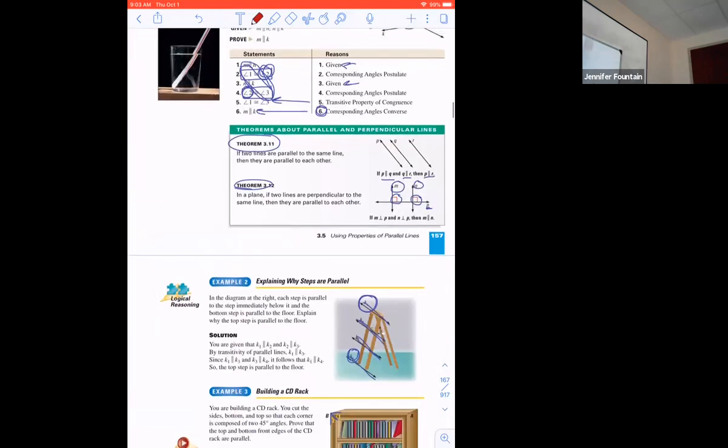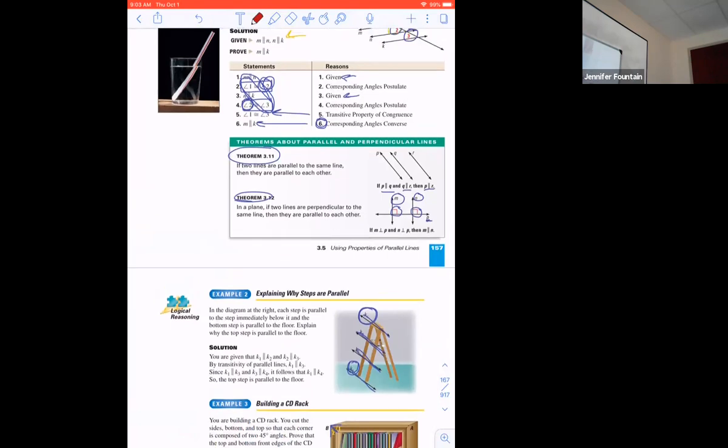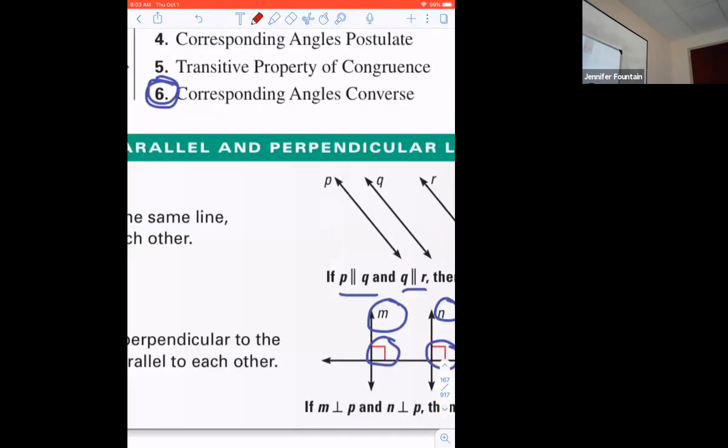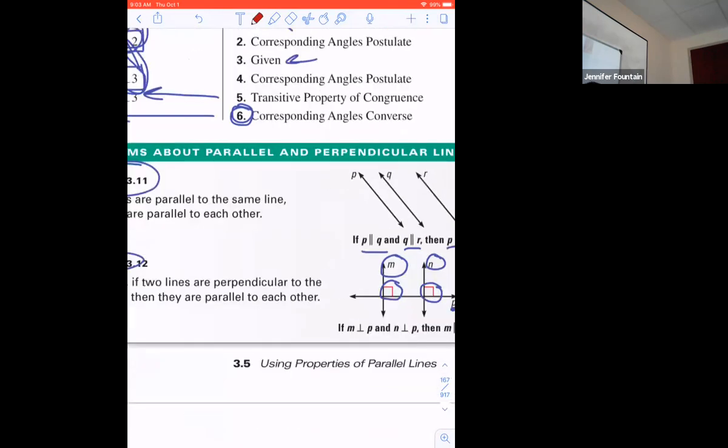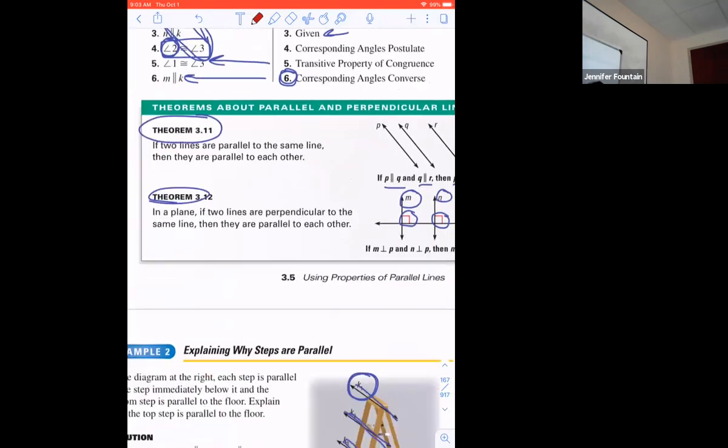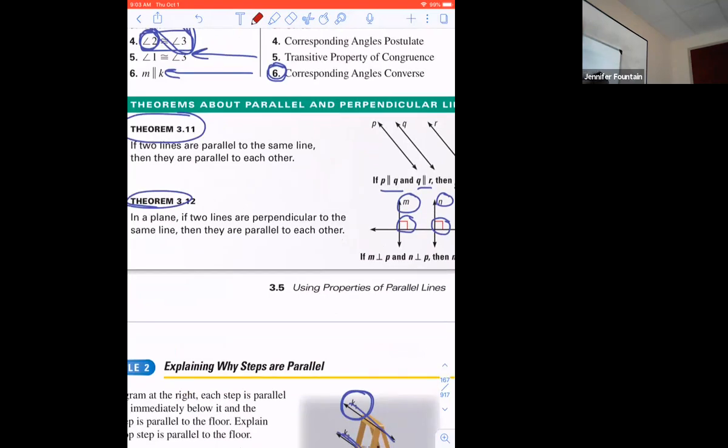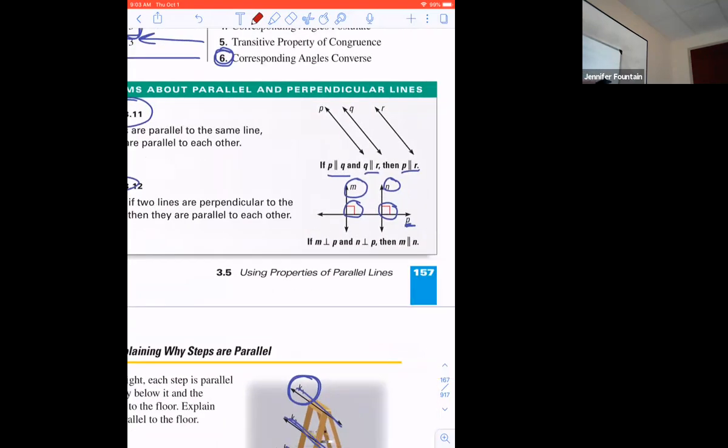If we look at theorems about parallel lines, we've got theorem 3.11 and 3.12 here. If two lines are parallel to the same line, then they're parallel to each other, okay? So here, if P is parallel to R and Q is parallel to R, then I know P and Q are also parallel, is basically what that's saying.